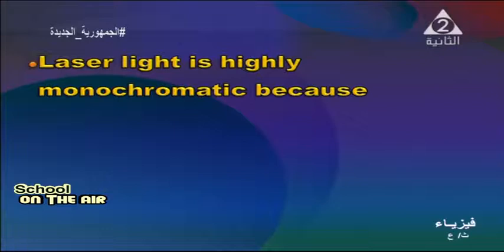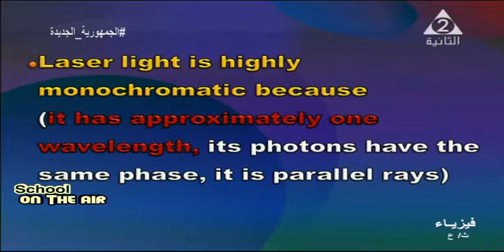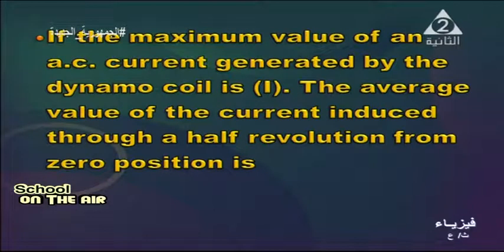Laser light is highly monochromatic because it has approximately one wavelength. Its photons have the same phase. It is parallel rays. Monochromatic means they have just one wavelength. If the maximum value of an AC current generated by the dynamo coil is I, the average value of the current induced through a half revolution from 0 position is, okay, through half.